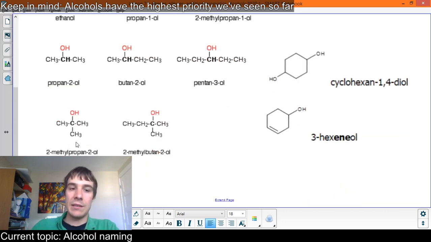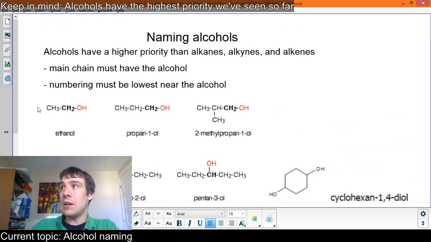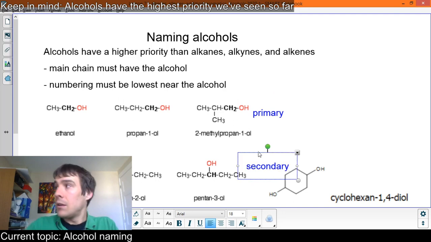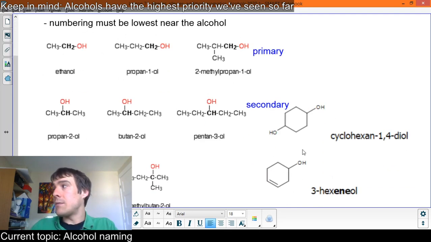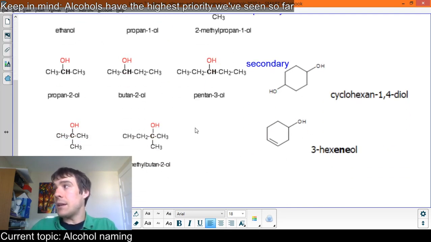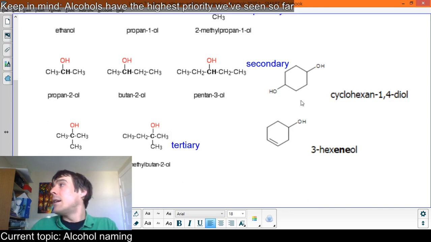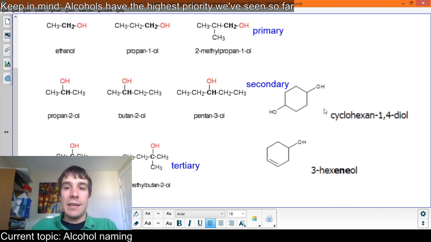So primary, secondary, and tertiary alcohols, which maybe I should put up. These are primary. These ones are secondary, including the cyclohexane-1,4-diol and the 3-hexenol. And this one is tertiary alcohols. When there's two alcohols on the same compound, you get a diol. And the same thing with the numbers, right? A 1,4-diol.